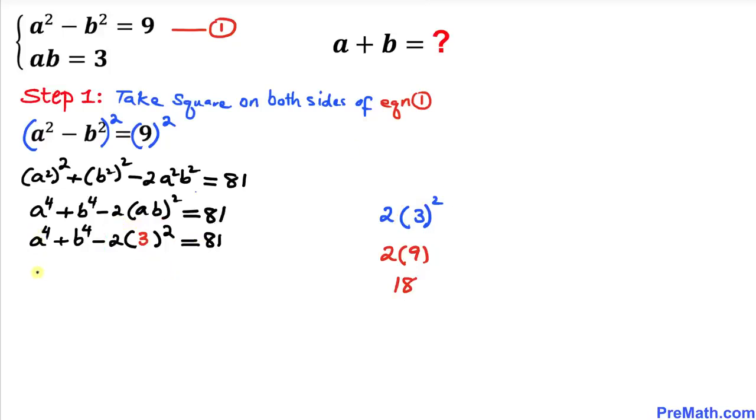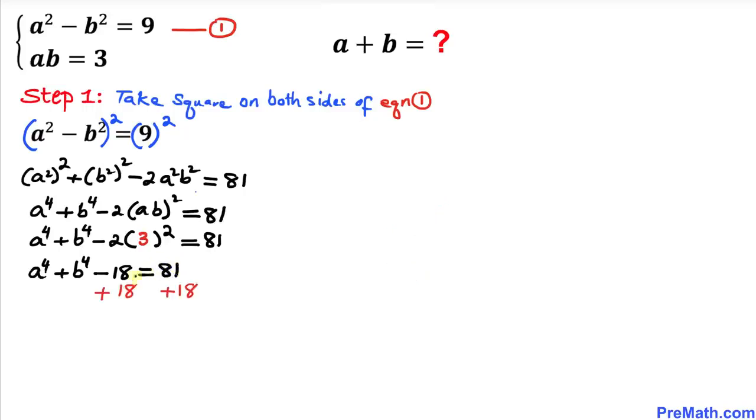So therefore our equation is simply going to become a power 4 plus b power 4 minus 18 equals 81. And now let's add 18 on both sides. This is gone. So we simply ended up with a power 4 plus b power 4 equals 99. Call this equation number 2.